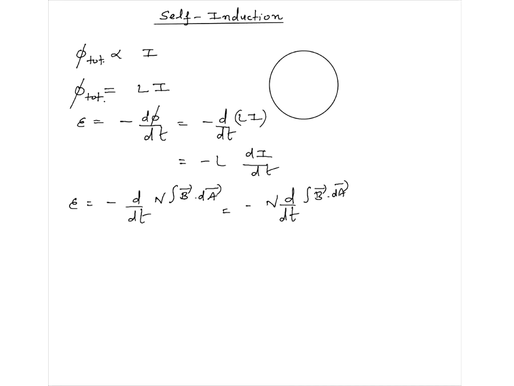In place of phi, we put Li because L is constant. I mean, it is constant with respect to time for sure. It will come out of the derivative. So we have induced EMF equal to minus L di by dt. I am talking about a conducting loop.